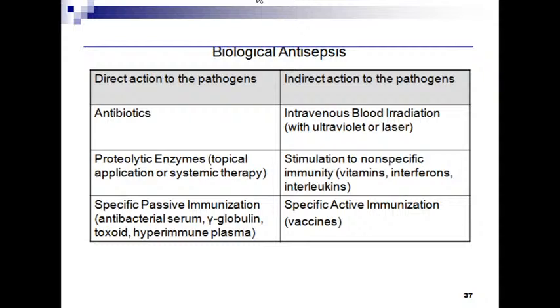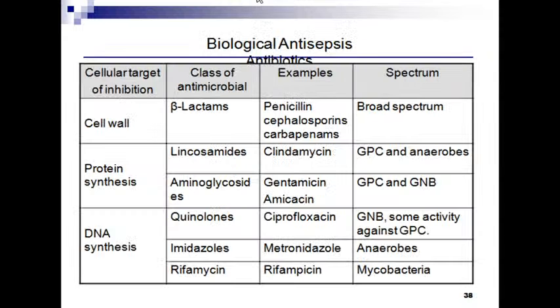Stimulation of non-specific immunity: vitamins, interferons, interleukins. All of them can improve immunity, the response, the strength of immunity against bacteria. And the last type of indirect biological antisepsis is specific active immunization. The method includes vaccination, vaccines. We can give vaccines, pathogens with reduced activity. A vaccine is an inactivated pathogen. The inactivated bacterial cell has all the necessary antigens for provoking an immune response of the patient, and the immunity of the patient will produce antibodies to the inactivated bacterial cell or viral cell.